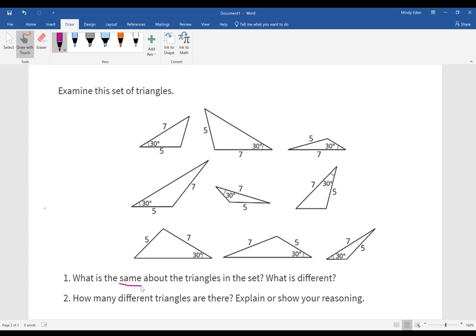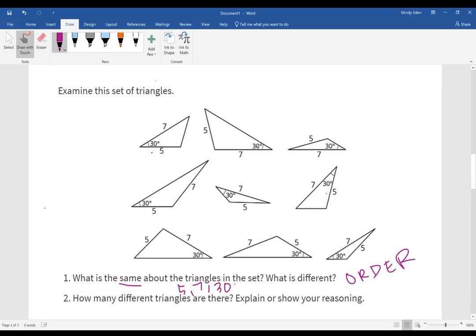So I would say what is the same is that they all have a side of 5, a side of 7, and an angle of 30. What is different? Well, what I notice is where the 30 is compared to the 5 and 7 on some of them. So some of the order is going to be different. They all have a 5, a 7, and a 30 degrees, but they don't have them all in the same order.